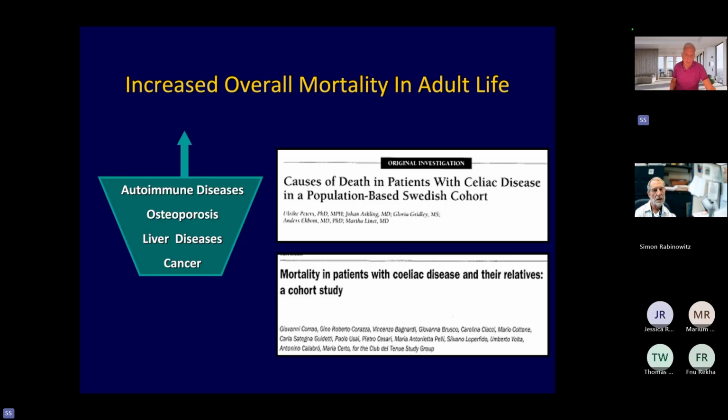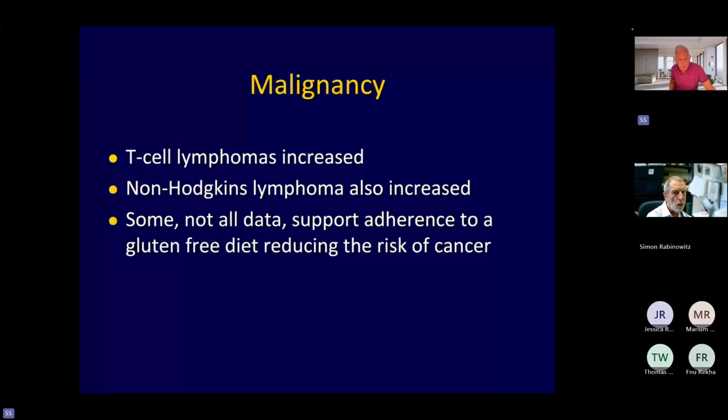Previous studies have shown that patients with celiac disease, independent of whether they are maintained on a gluten-free diet, may be at risk for a wide variety of other disorders or problems, including autoimmune diseases, osteoporosis, liver disease, and cancer. Small bowel cancers have been reported in increased frequency in patients with celiac. T-cell lymphomas particularly, as well as non-Hodgkin's lymphoma, have been increased. And some, but not all data, support adherence to a gluten-free diet as reducing the risk of cancer.